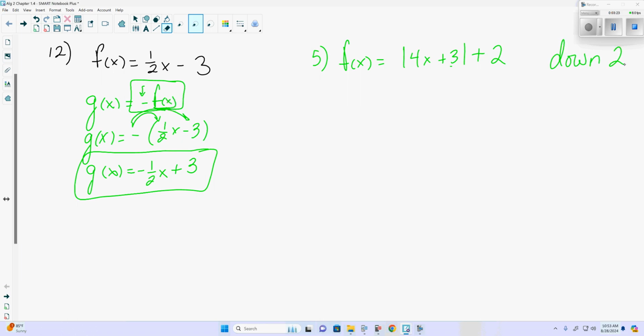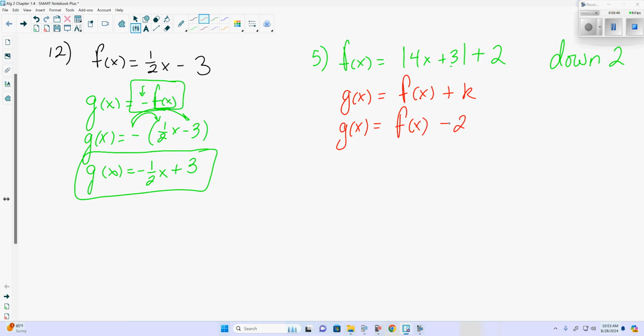So the general form for this movement, and we'll call the new one g of x, would be f of x plus k. And our k value for this would be what? It would be 2, but it would be negative 2 because we're going down 2. If it's up 2, it's plus 2. If it's down, it's negative 2.